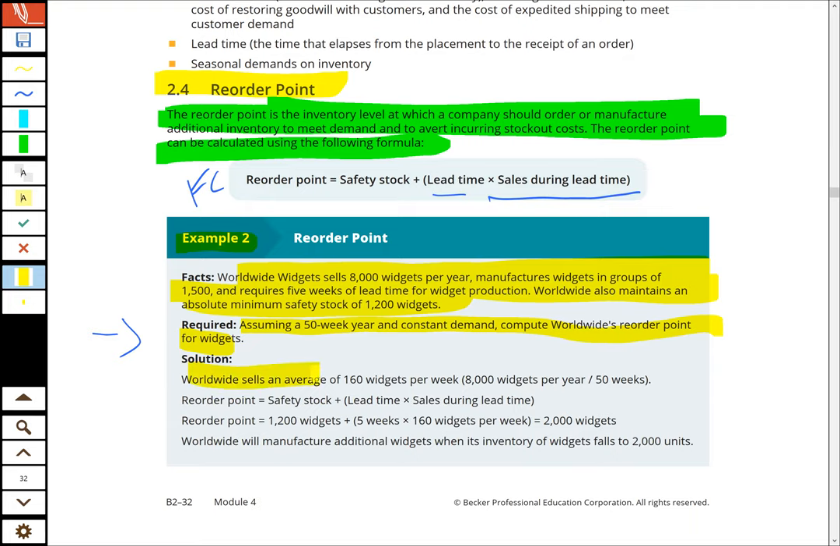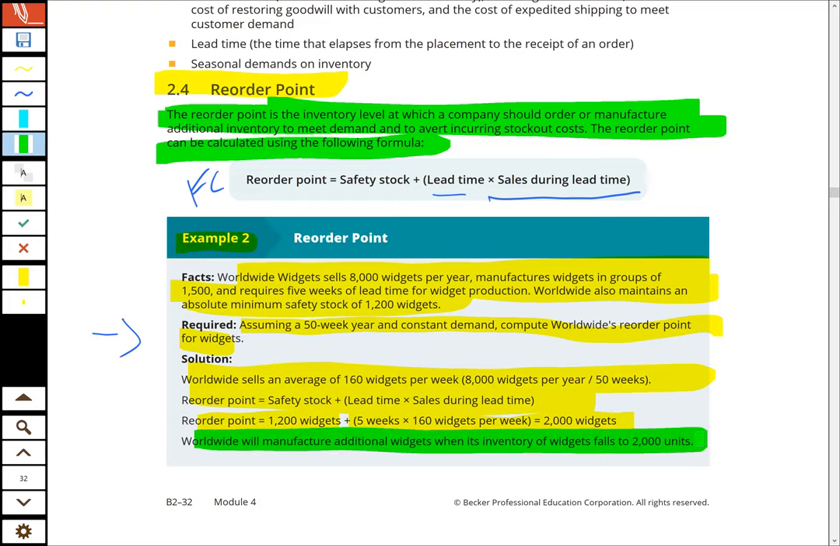So what happens? They sell an average of 160 widgets per week, 8,000 divided by this imaginary 50 weeks in a year. The reorder point is the safety stock, 1,200 widgets, which they gave us. And then they told us it's 5 weeks lead time, 160 widgets per week. They wouldn't exactly reorder, because they're manufacturing the inventory, but they would have a reorder point anyway. They're calling that at 2,000 units. So worldwide will manufacture additional widgets when its inventory falls to 2,000. It's not really reordering; that's when they'll start manufacturing additional widgets.